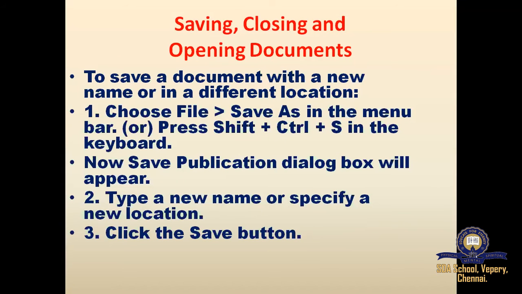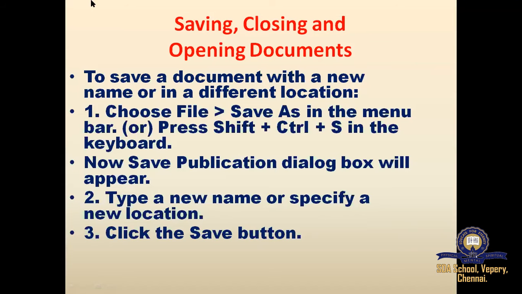Suppose a file is already saved, but you want to give a new name for that file, that is, a new name for the document. Then you have to choose File, Save As. You can even open Save As by pressing Shift plus Control plus S on the keyboard. The Save Publication dialog box will appear. Type a new name or specify a new location. Click the Save button.